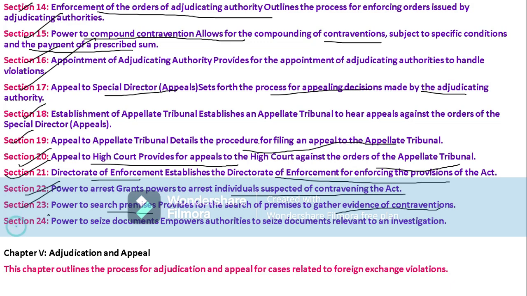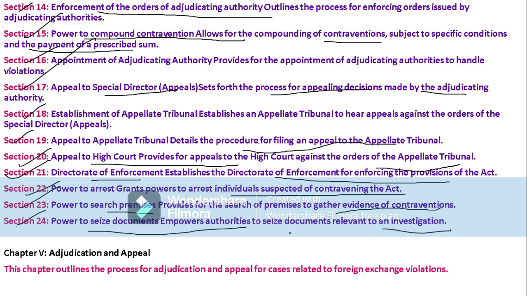And section 24 says about the power to seize documents relevant to an investigation. If that person has committed any contravention, then the evidence regarding that, those documents, can be seized by the adjudicating authority, which are relevant to the investigation.